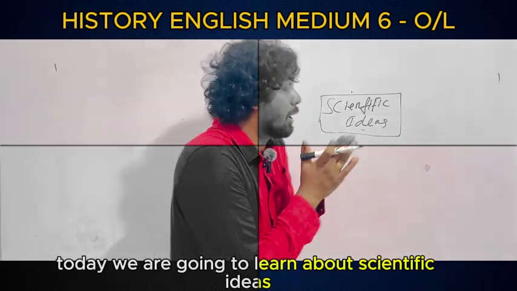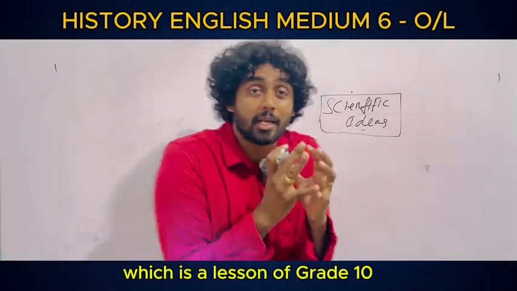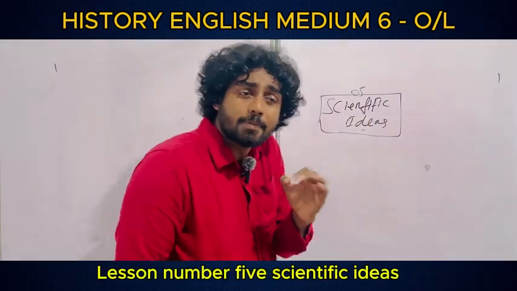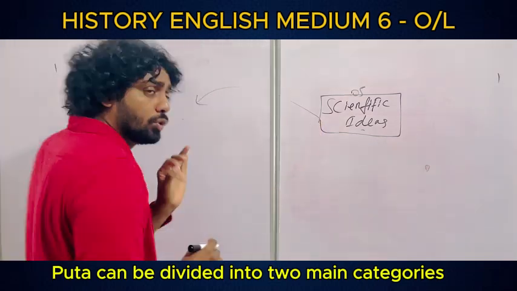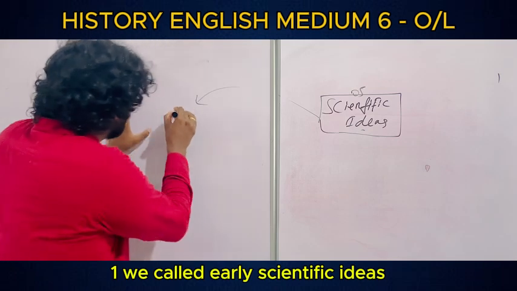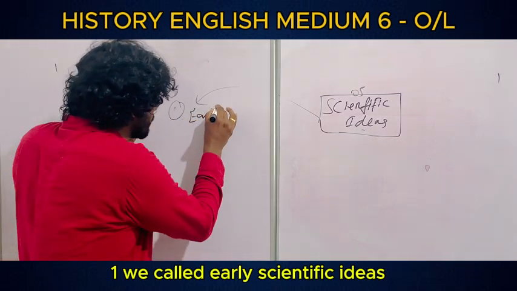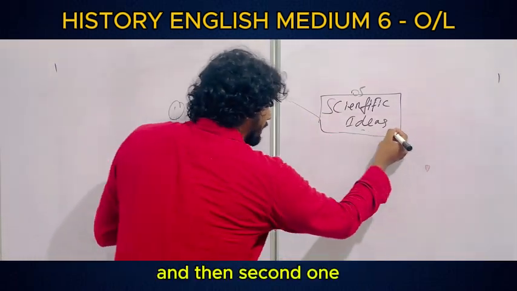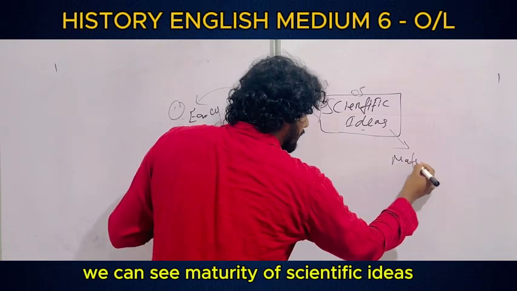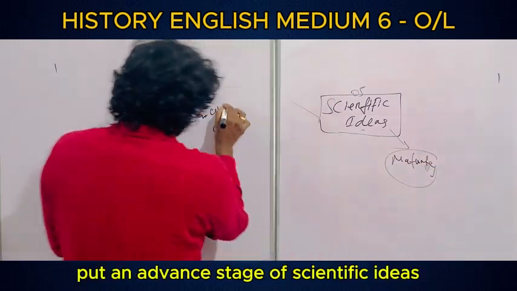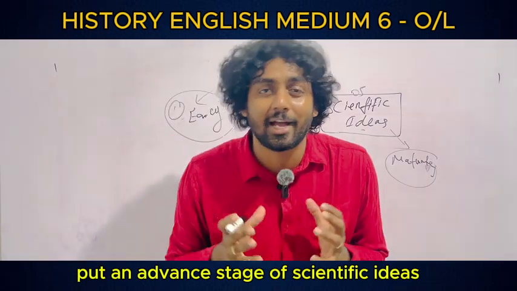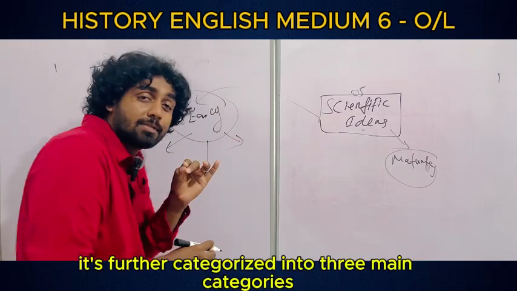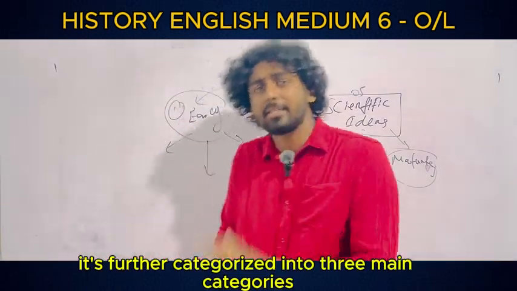Today we are going to learn about scientific ideas, which is a lesson of grade 10, lesson number 5. Scientific ideas can be divided into two main categories. One we call early scientific ideas, or the early stage of scientific ideas. The second one is the maturity of scientific ideas, or the advanced stage of scientific ideas. When discussing the early stage of scientific ideas, it is further categorized into three main categories.